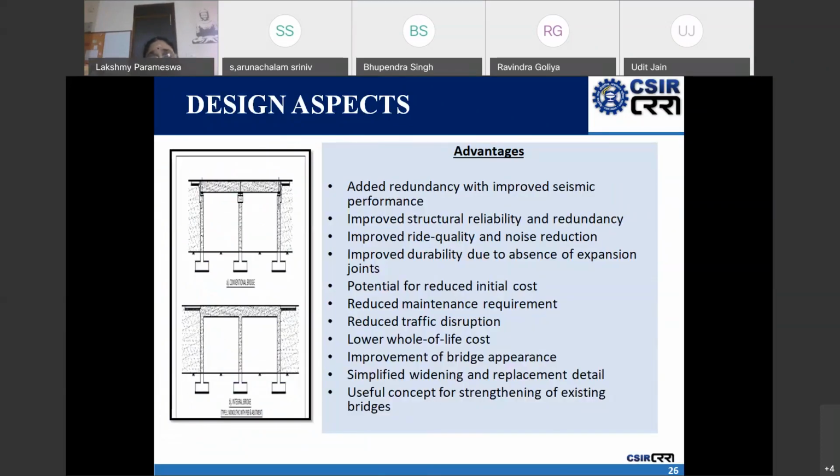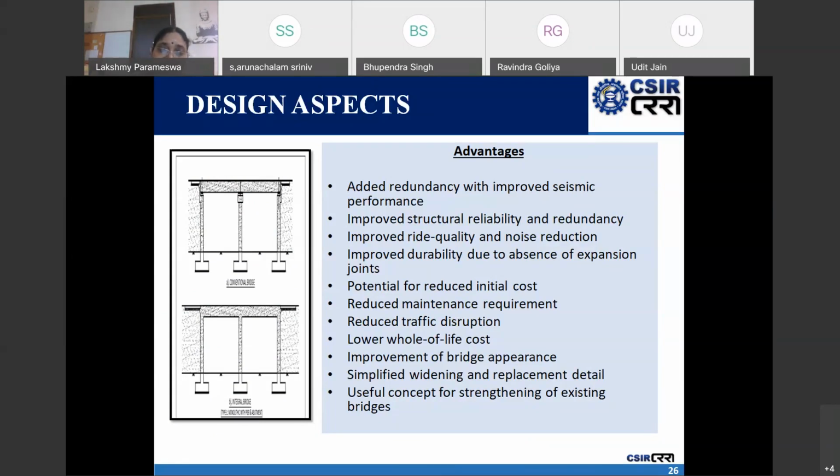Another important aspect is about the use of the integral bridge. Integral bridge means there is no bearing, no expansion joint. So you can say that the maintenance requirement is lower, and it has improved redundancy, and its performance under the seismic activity is quite good. And when you have fewer expansion joints and bearings, not much traffic disruption actually happens, and also the bridge has a better appearance.